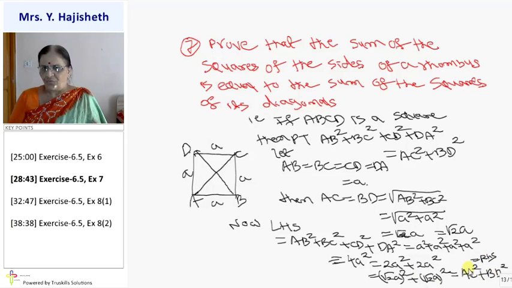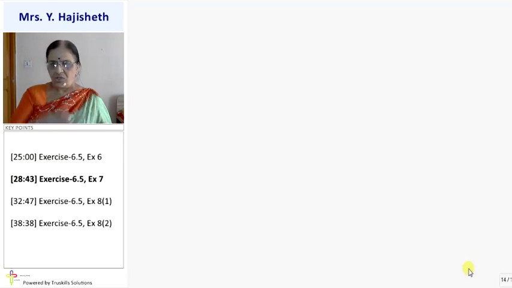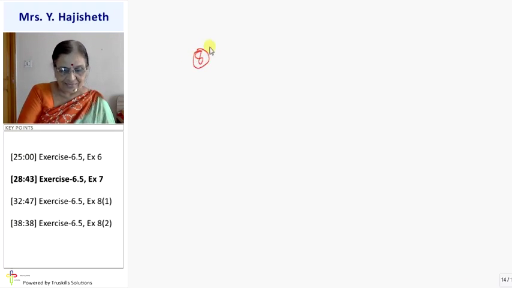Or otherwise you find out LHS is 4a square. For RHS also you find out 4a square. By 1 and 2, you can say LHS is RHS. That way also you can do it. Okay? No one is going to mark you wrong. You separately simplify LHS and RHS and then you compare.